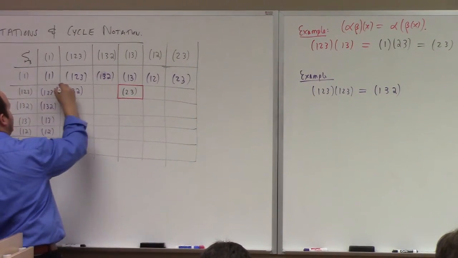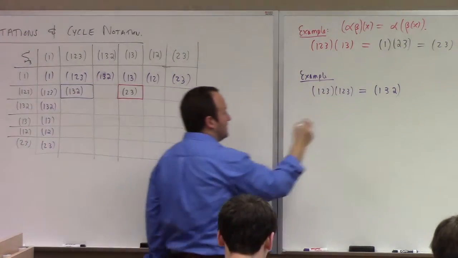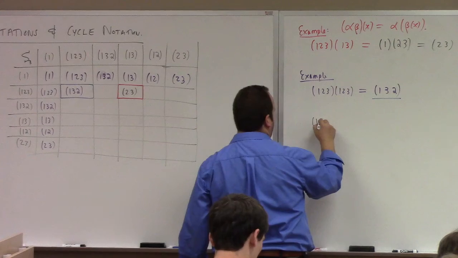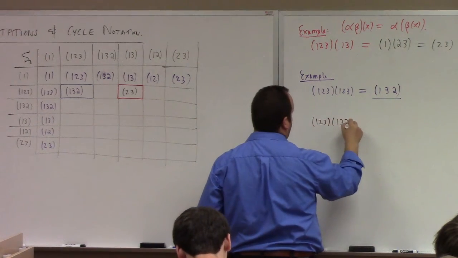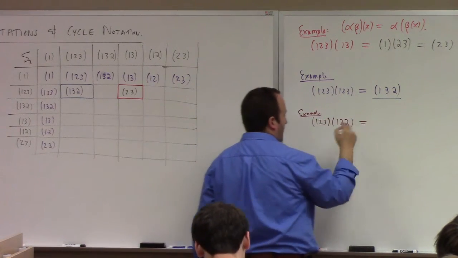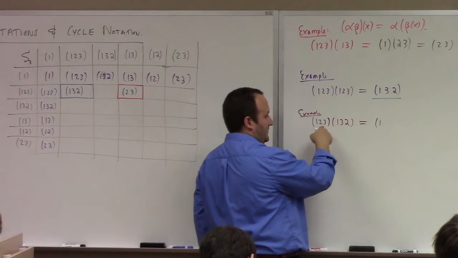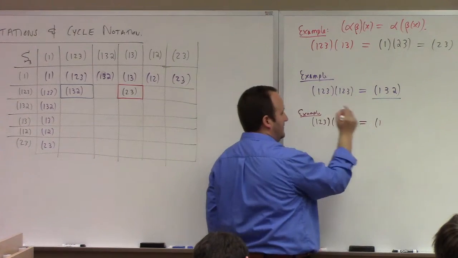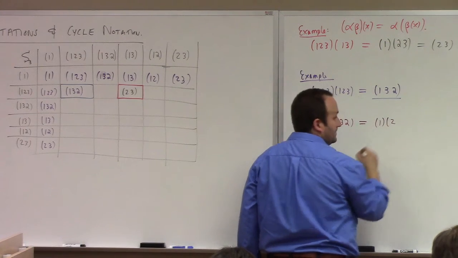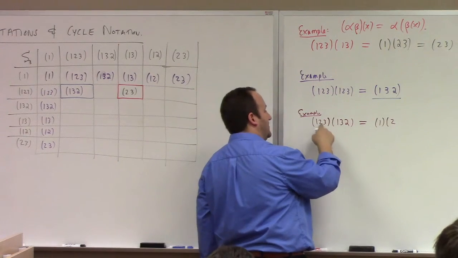I should really do this in some other color. What should we calculate next? How about (1 2 3) times (1 3 2)? We start at 1. 1 goes to 3, which goes back to 1 again. Now we're not done yet. There's still other numbers to check. How about 2? 2 goes to 1. 1 goes to 2.